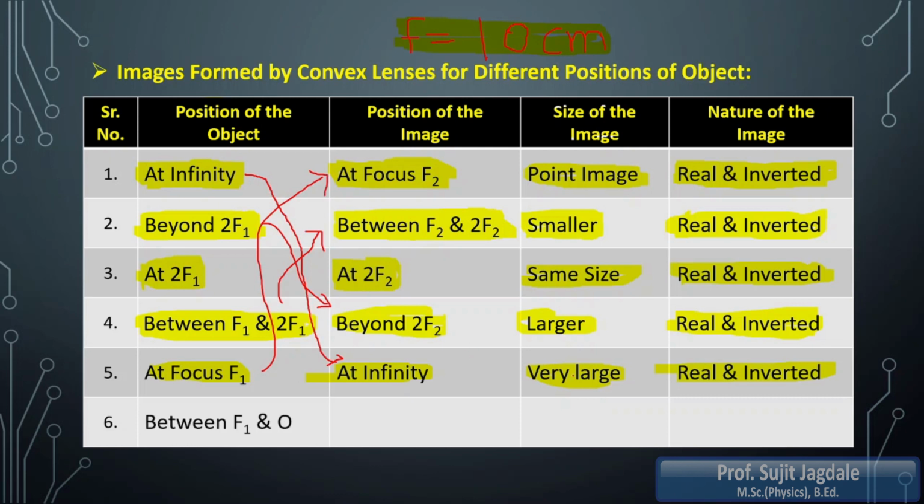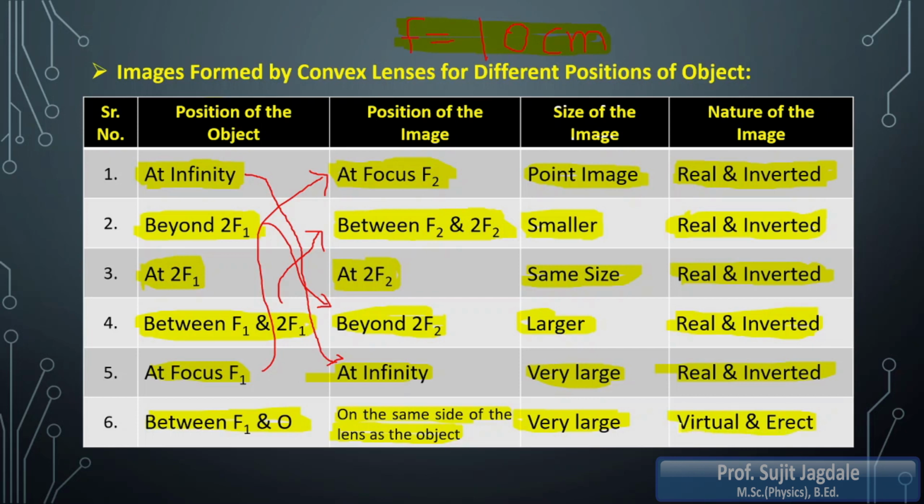And the last one is between f1 and the optical center, that means less than 10 centimeter, less than the focal length. In that case, the position is on the same side of the lens as the object. The object is present on the left side, so the image is also on the left side, and the nature is very large, virtual and erect. Only for this last condition is the image virtual and erect.